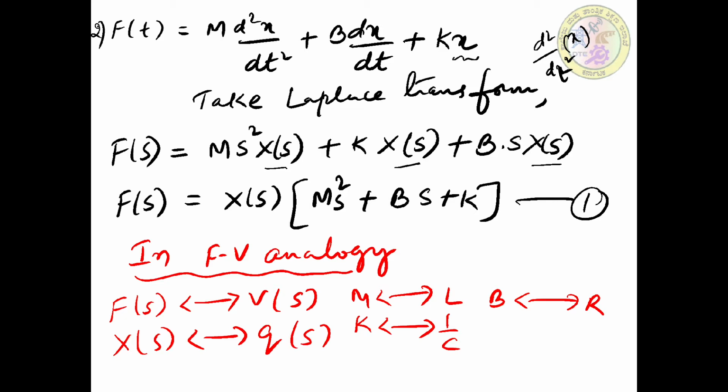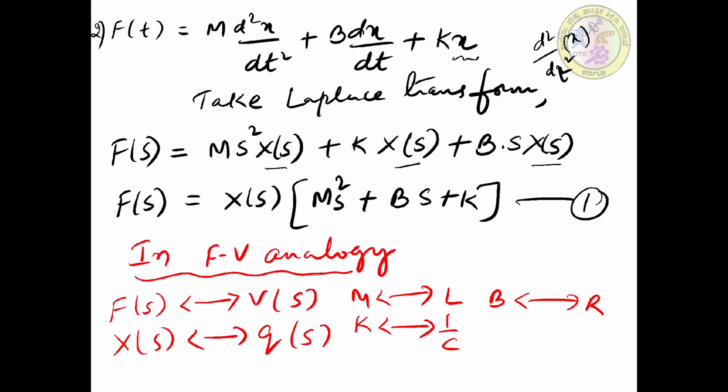Now as the problem is concerned with obtaining the FV analogy, we replace the terms by the analogous terms: F of s will be replaced by V of s, X of s will be replaced by Q of s, and the mass m is replaced by the analogous term L. Similarly for the spring the analogous term is capacitance, 1 by C, and for the friction the analogous component is resistance R. Now we are going to substitute all these analogous terms in equation 1.